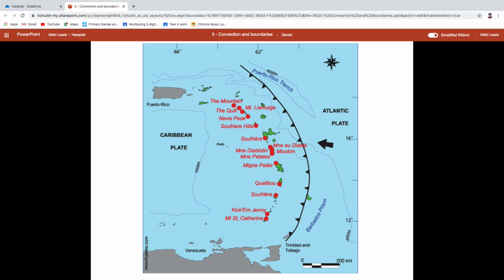This is quite a famous island arc. This is the Lesser Antilles, and you will get to know this volcano quite well, the Soufriere Hills volcano on an island called Montserrat. So the idea is, and I know it's weird, these islands would not exist if it wasn't for volcanic activity. They are volcanoes.